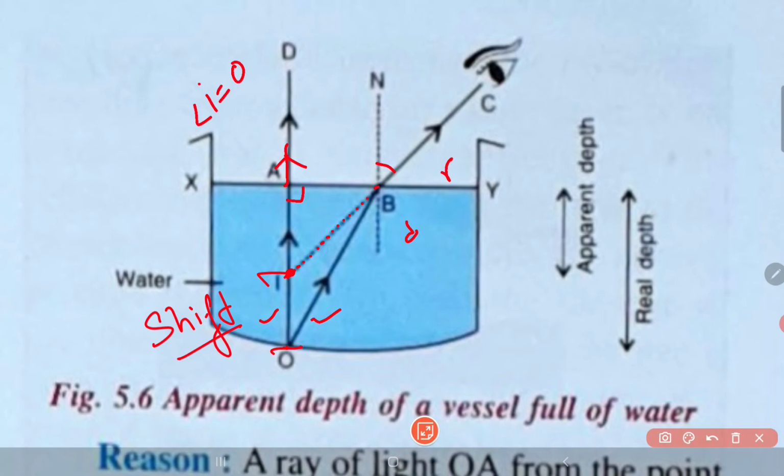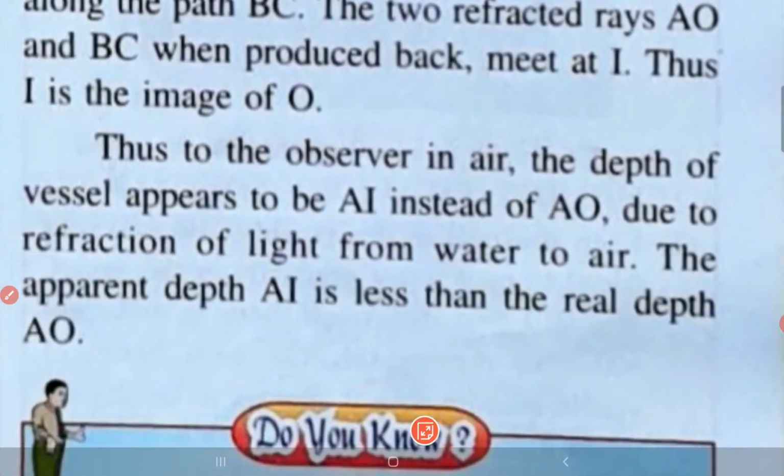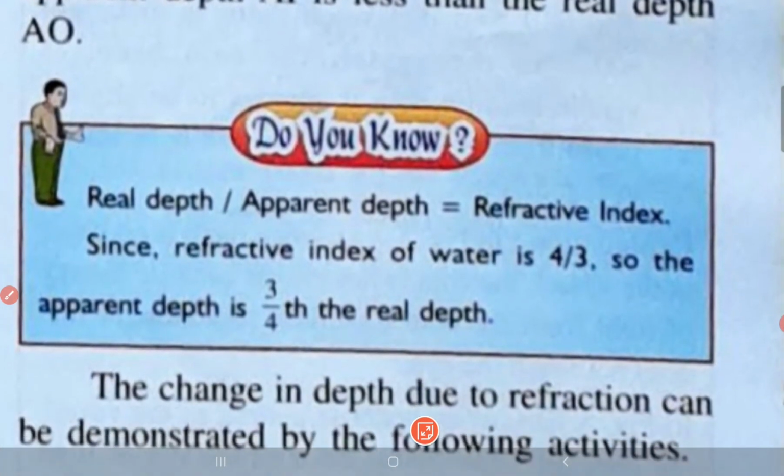So I hope you have understood the reason also. It is because of the refraction of light. So going to this blue box, this is the third formula for refractive index, which is real depth by apparent depth, as I have shown you in the figure.